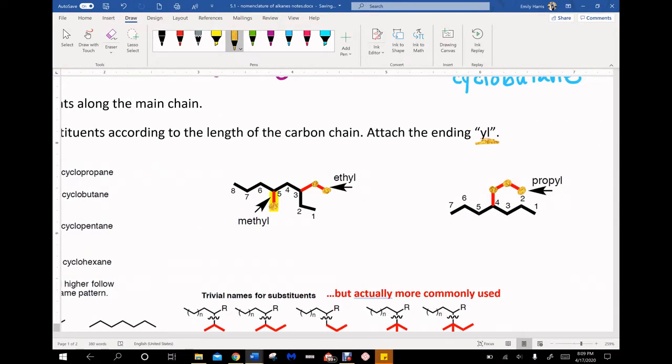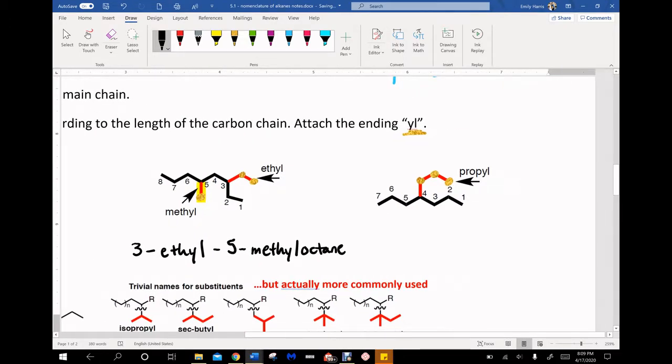All right. And so when we're naming the substituents, we want to point out which carbon they're on. So the ethyl is on the 3rd carbon, so we would say 3-ethyl. The methyl is on the 5th carbon, so we would say 5-methyl. Then our parent chain is 8 carbons long, so the suffix would be octane. So 3-ethyl, 5-methyl, octane.